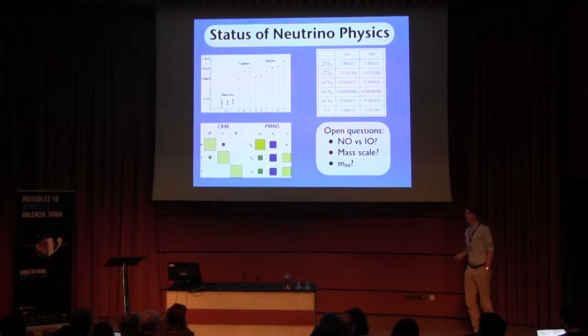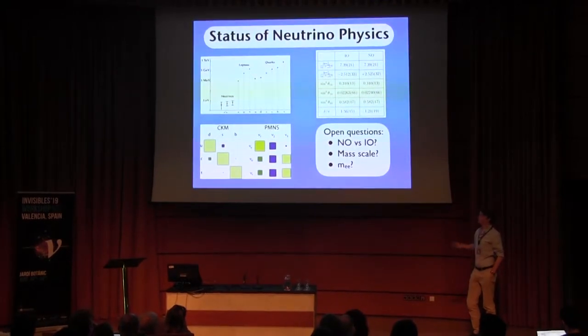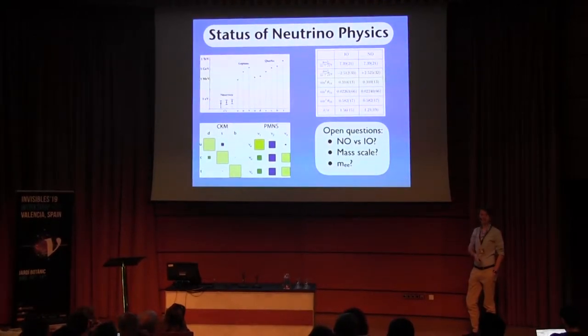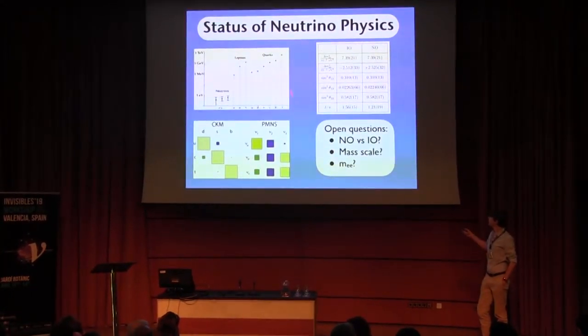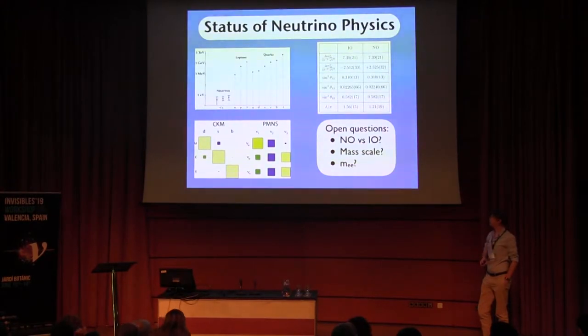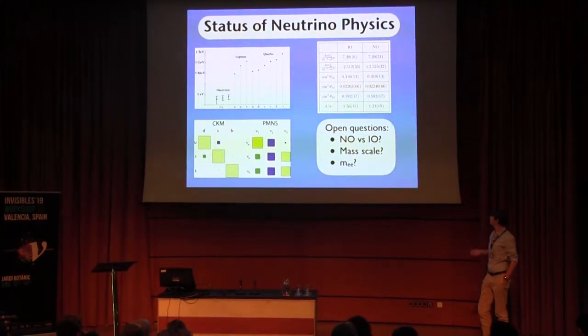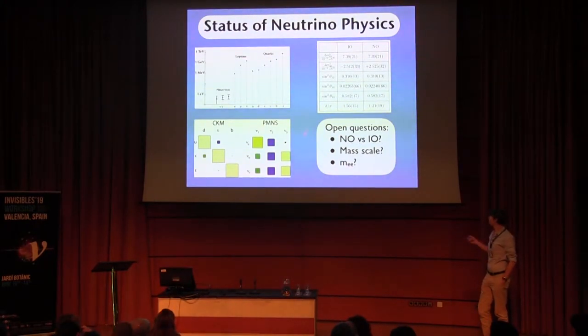What we've actually measured is two mass squared differences, but not the overall mass scale, the mass of the lightest neutrino. We also measured the three mixing angles, but not directly the CP violating phase, although there are some early hints. So the most open questions for the experimentalists are: is the mass ordering normal or inverted? What is the mass of this lightest neutrino? And also about neutrinoless double beta decay: are neutrinos Dirac or Majorana, and what is the value of this? So this is a missing entry.